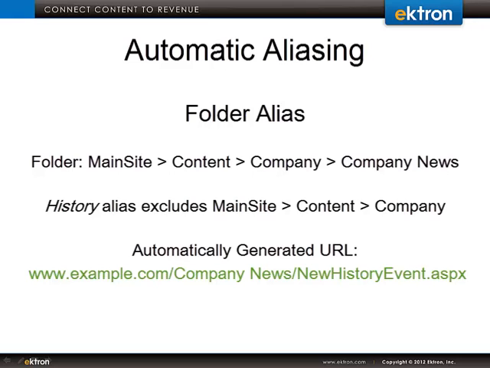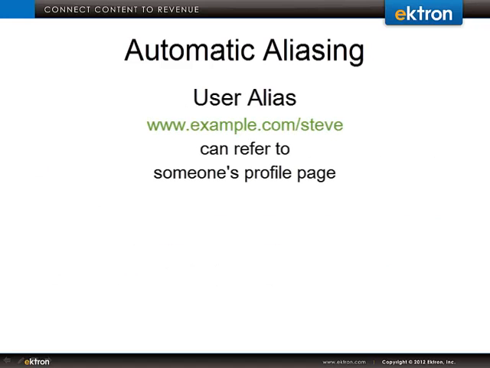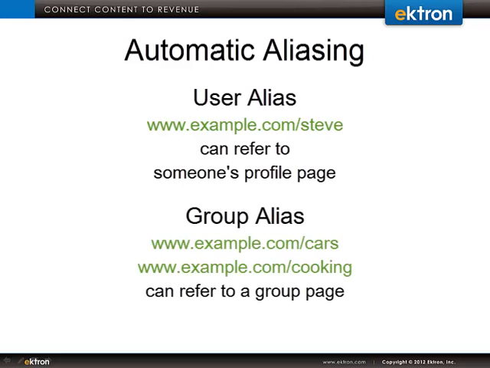When you create a new piece of content called new history event.aspx and put it in the company news folder, it has the following URL automatically generated for you. A user alias can simplify a reference to someone's profile page. For example, www.example.com/Steve. And similarly, a group alias can simplify a reference to a group page, such as www.example.com/cars for a discussion board about cars, or www.example.com/cooking for one about cooking.